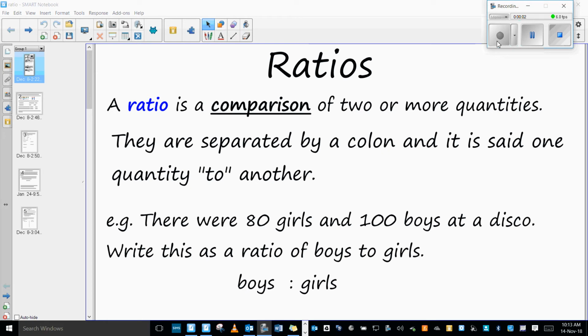Ratio. So a ratio is a comparison of two or more quantities. They are separated by a colon. I'm trying to read that, aren't I? And it says one quantity to another.